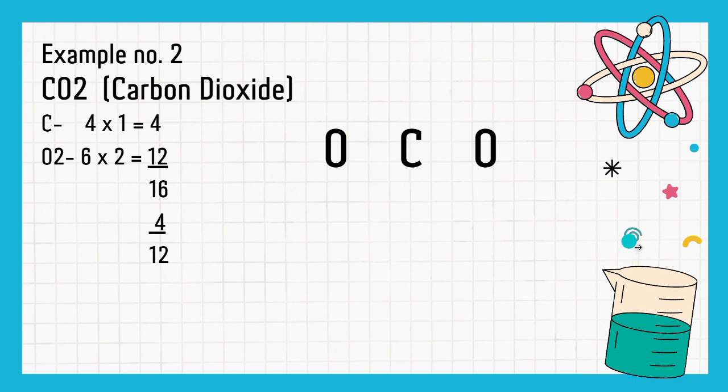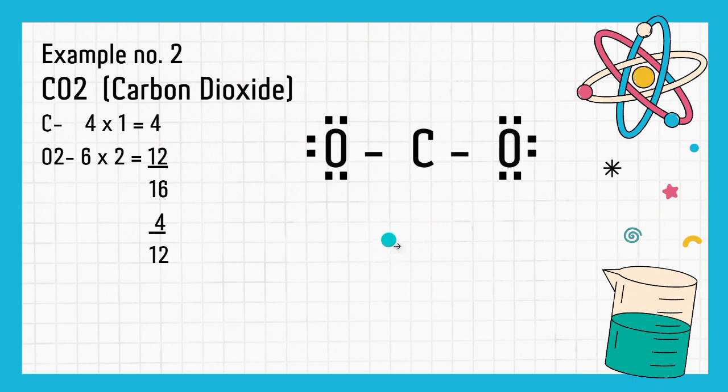Then, we will draw the single bonds to the central atom. With these single bonds, we have now used up 4 electrons, and we have remaining 12. For the next step, we will put all the remaining electrons as lone pairs. We still aren't finished because carbon is still not stable.